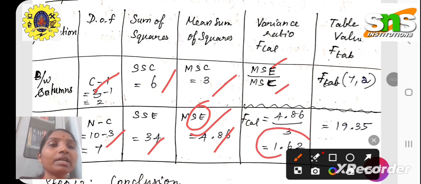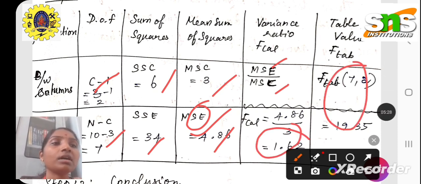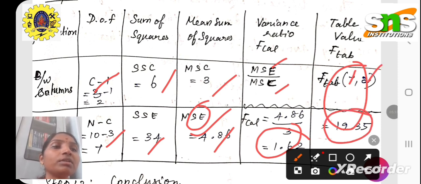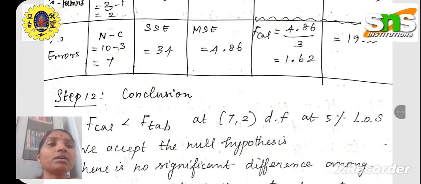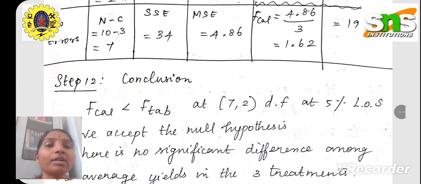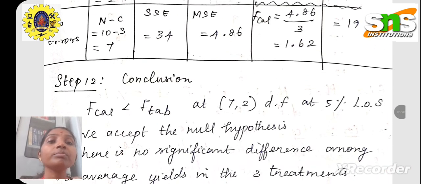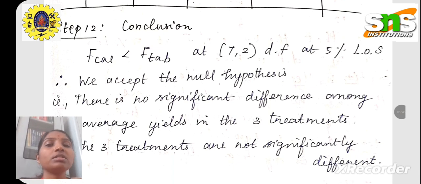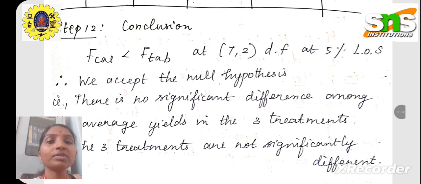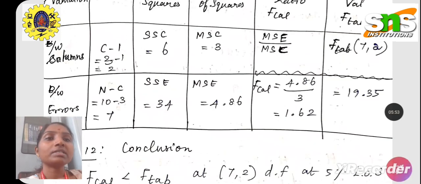Now on calculating it, the calculated value is 1.62, and from the table, for the degrees of freedom 7 and 2, we notice that the value is 19.35. So which one is lesser? Obviously we can say that F calculated is less than F tabulated, and therefore we accept the null hypothesis. What we can conclude is that the three treatments are not significantly different. There is no significant difference among the average yields of the three treatments. This is what we can conclude using the one-way ANOVA classification.